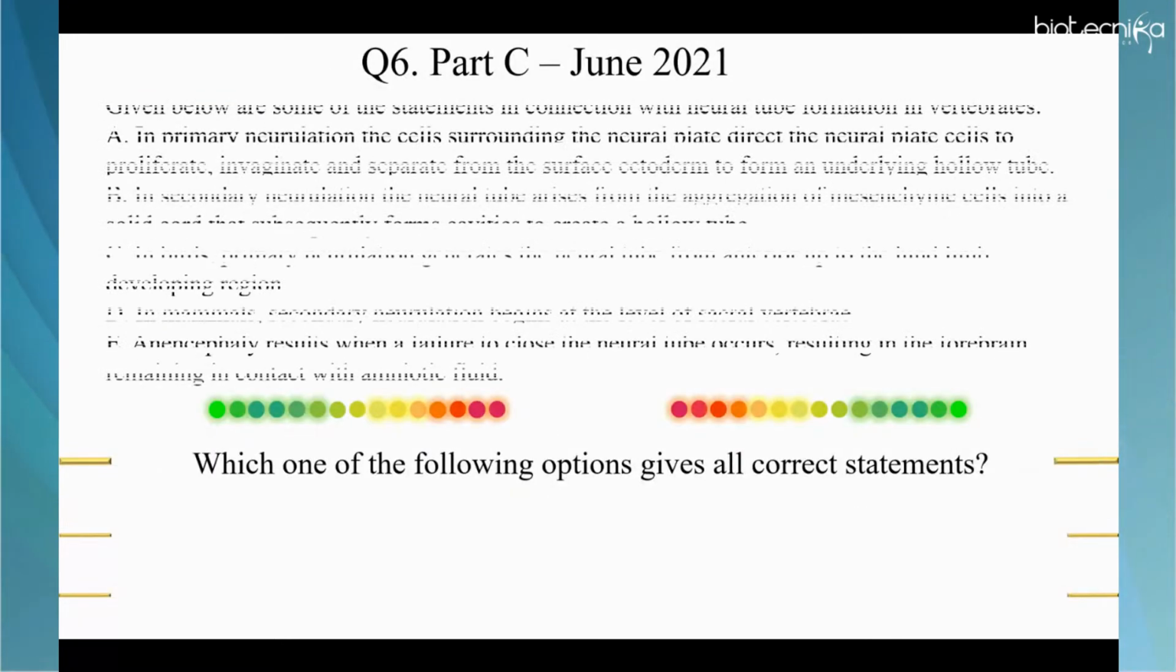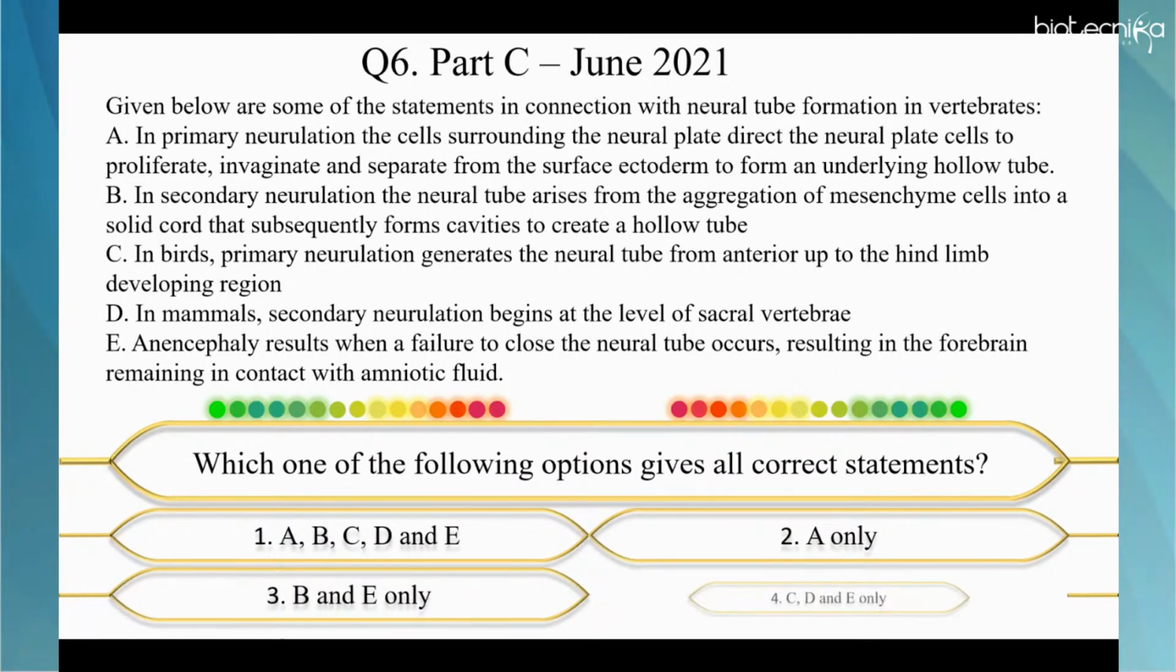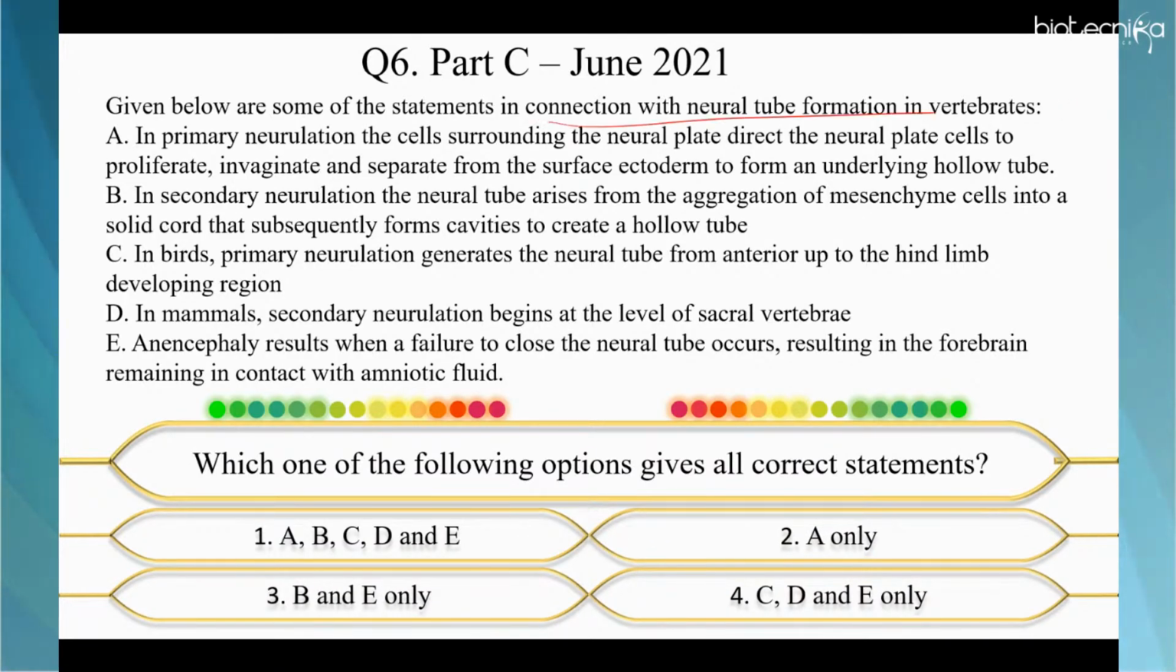All right. Next question is regarding neurulation. One question, again from June 2021. Given below are some statements in connection with neural tube formation in vertebrates. I have mentioned that in developmental biology, many times you will get comparisons between different processes in different organisms. So maybe neurulation, gastrulation in amphibians or chicks, or fertilization in sea urchin and mammals. Such kinds of differences, here you also have between birds and mammals, neurulation.